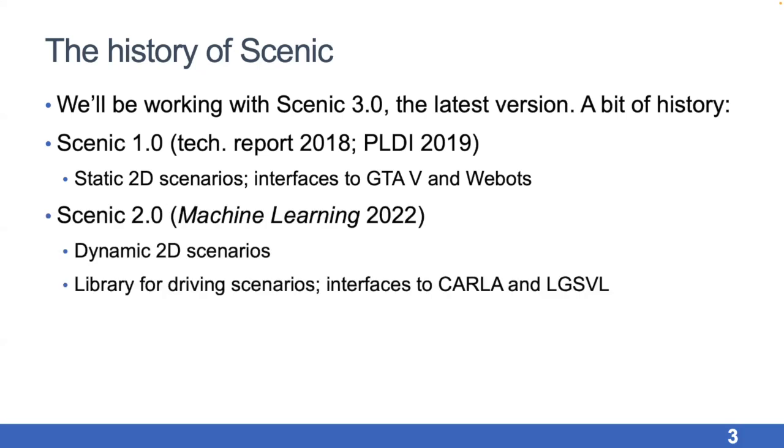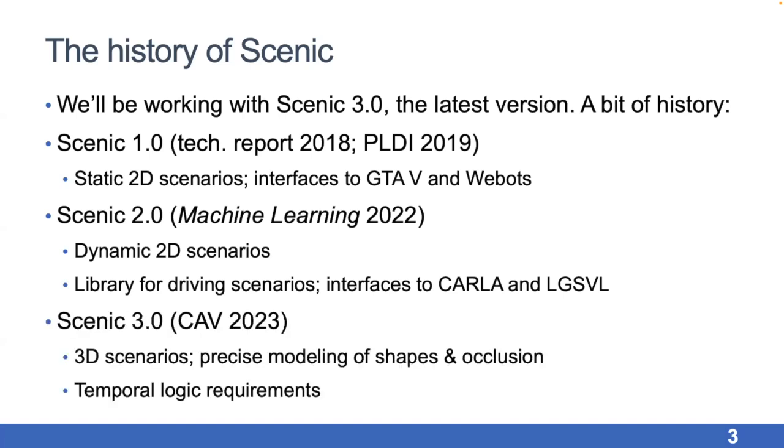Then SCENIC 2.0, which is in the extended version of our paper in the Machine Learning Journal, allowed you to talk about dynamics. That's what we'll see in the second half. We also introduced there a driving scenario library that lets you write scenarios involving cars, pedestrians, and so forth in a simulator agnostic way. So you can write a scenario that works in, say, Carla, but also this LGSVL simulator we had, or any other driving simulator that you can write an interface to SCENIC for.